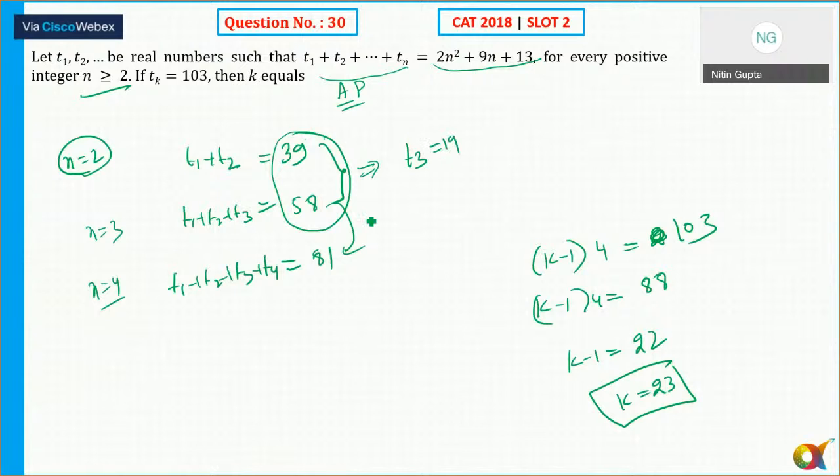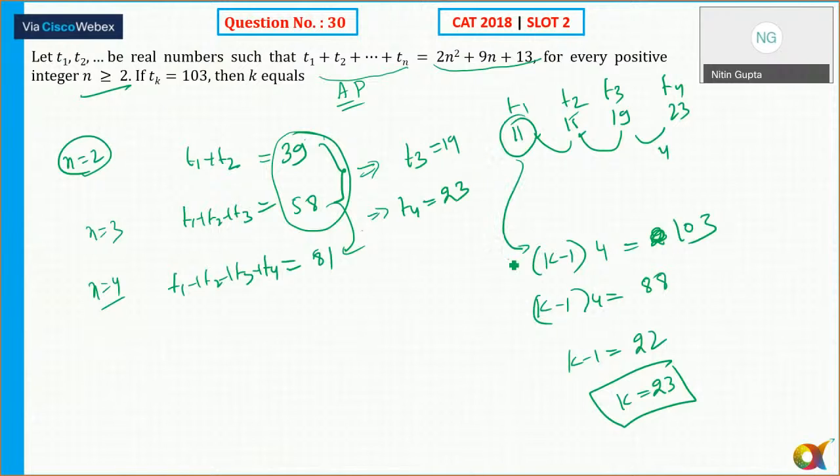And the difference of these two will be equal to T4, which is equal to 23. So the third term is 19, the fourth term is 23. Common difference of 4. The second term must be equal to 19 minus 4, 15. And the first term must be equal to 11 then. So 11 will come. A slight calculation mistake. I'll write it down again. First term is 11 plus k minus 1 into 4 is equal to 103.